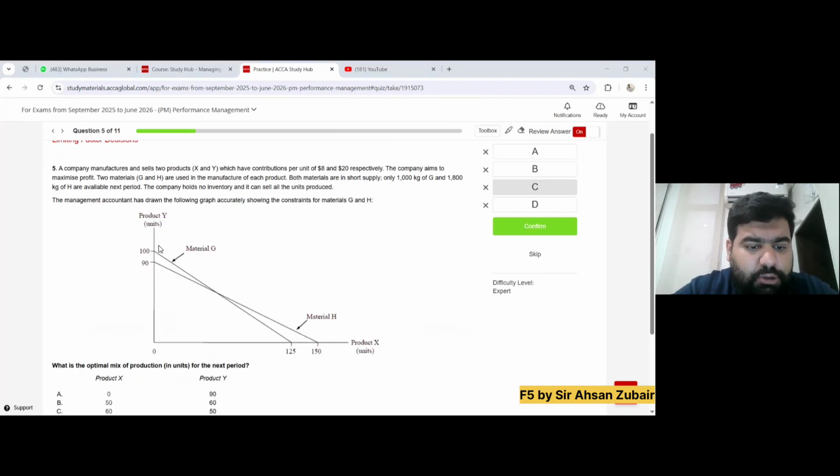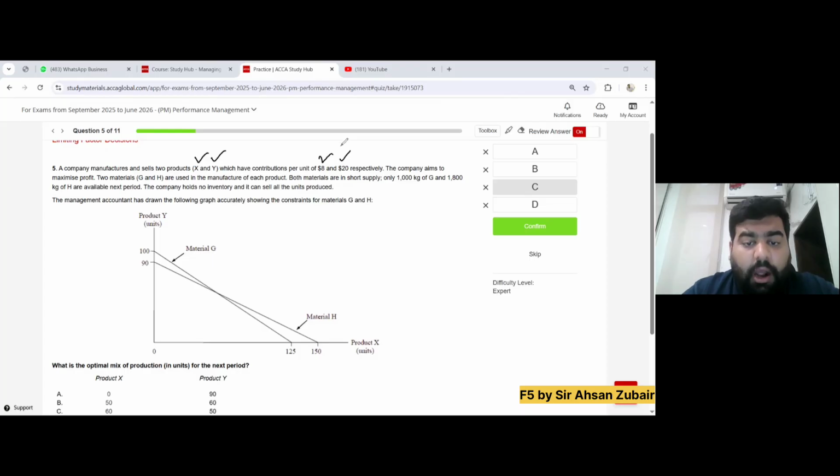And question 5, this is also a graph given. A company manufactures and sells two products X and Y for which the contributions are 8 and 20. The company aims to maximize profit. Two materials G and H are used in manufacturing each product. Both materials are in short supply. Only 1000 kg of G and 1800 kg of H are available.